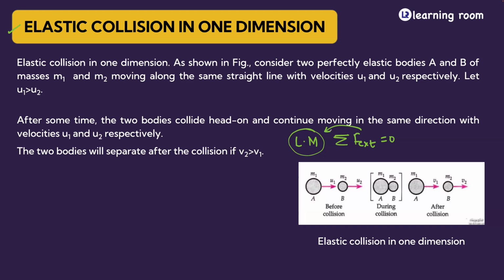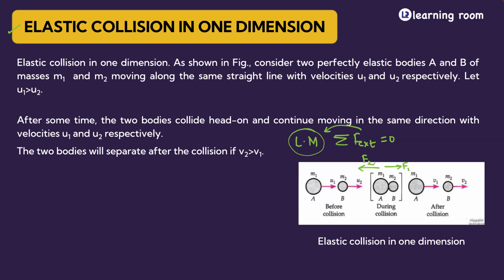So if you observe, in the case before collision and after collision, they are not in contact with each other, so there is no force acting due to one on the other. But during collision, they come in contact. There will be a force exerted by m1 on m2 in the rightward direction, accepted? Let me call that force F1. And there will be a force exerted by m2 on m1 in the leftward direction. This is called F2.